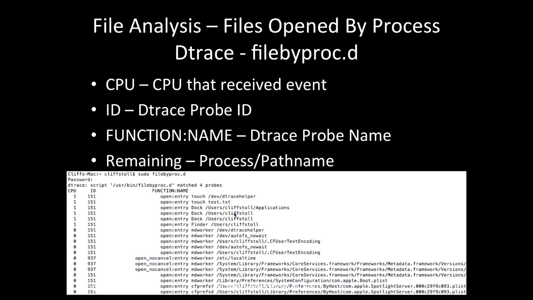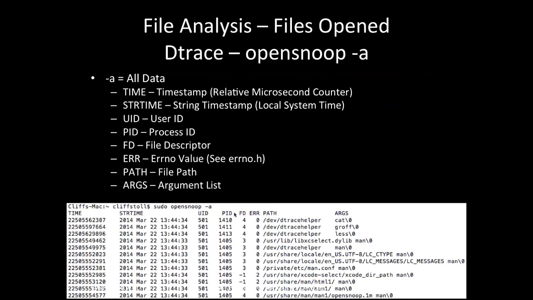So a few examples here. Files opened by process, filesbyproc.d. I'll go through and show you a couple of the different columns. For our purposes, really the function name, which is open:entry, and the process and path name are going to be useful to us. So in this screenshot, we see that the touch process was creating a file called test.txt. The Finder process was somehow accessing the Cliff Stoll user directory, and so on and so forth. It doesn't give us a whole lot of information.